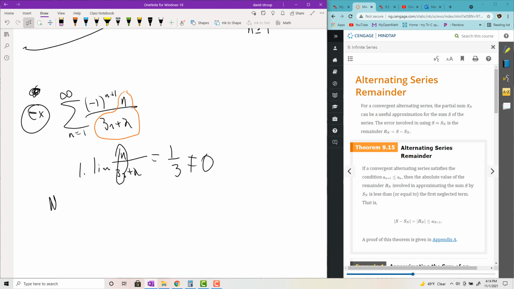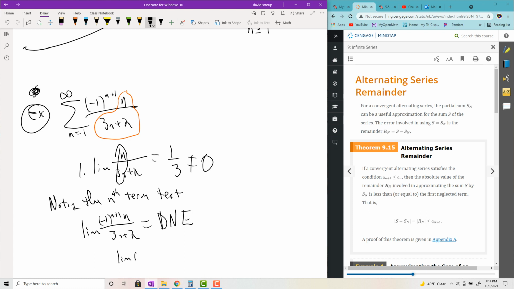So noting the nth term test, you would really be looking at the limit of -1 to the n plus 1 times n over 3n plus 2. And of course, that limit would not exist. This limit does not exist because the odd terms are going to 1/3 and the even terms are going to -1/3.